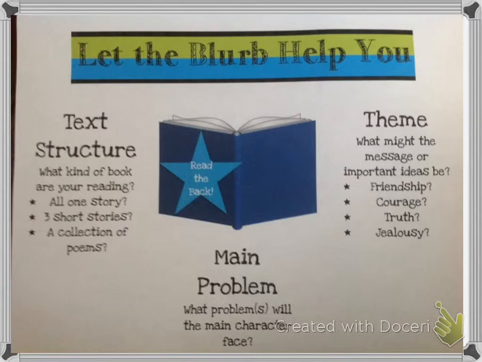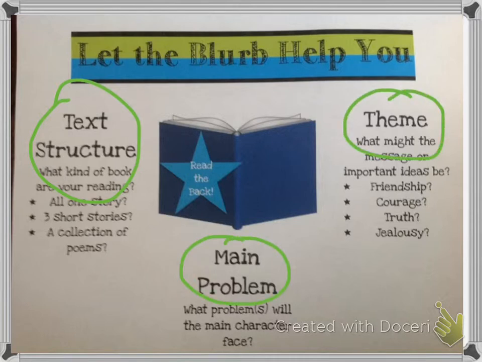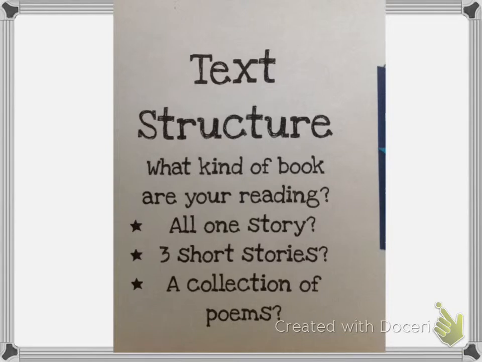The things you can learn from the blurb are the text structure, the main problem, and the theme. Now, you don't always learn all these things from the back of the book, but these are possible things you might learn. Let me tell you a little more about them. The text structure is how the text is laid out. So what kind of book are you going to be reading? Is this all going to be one big story told through several chapters, or is it a bunch of short stories within the book, or is it possibly a collection of poems? So usually the back of the book will tell you what structure the text is in.